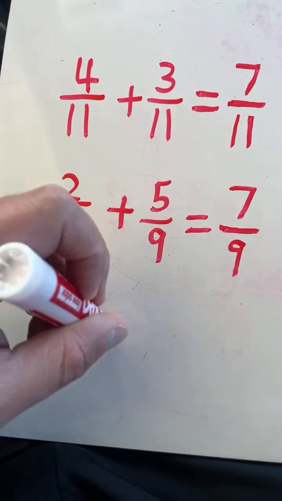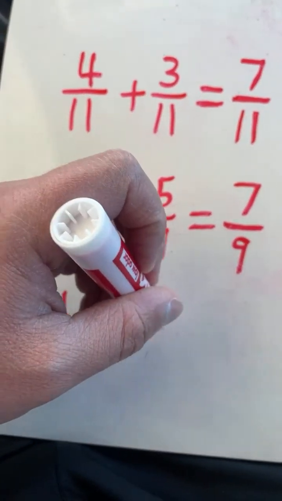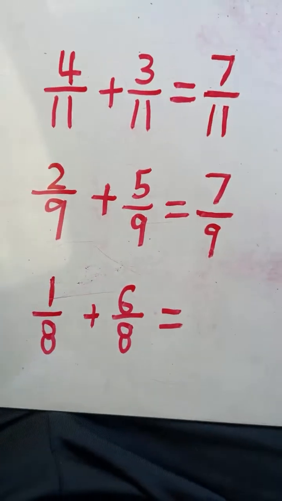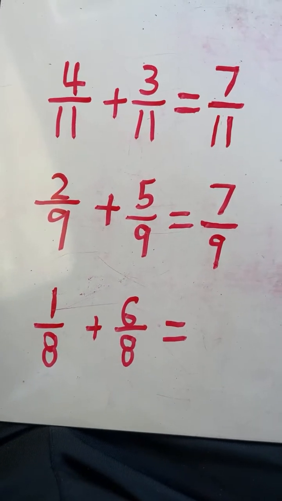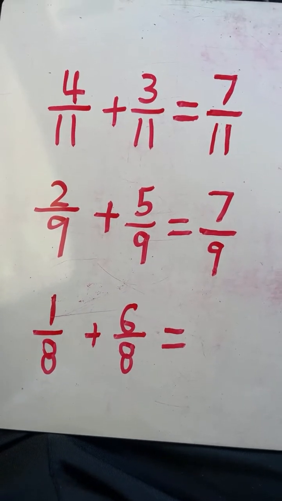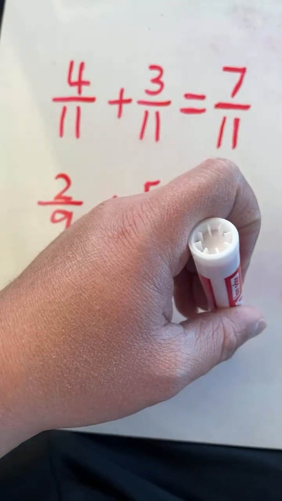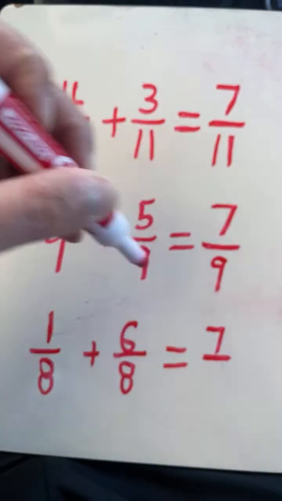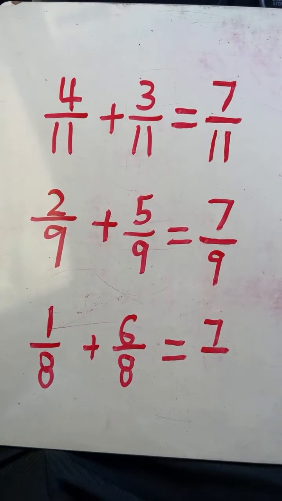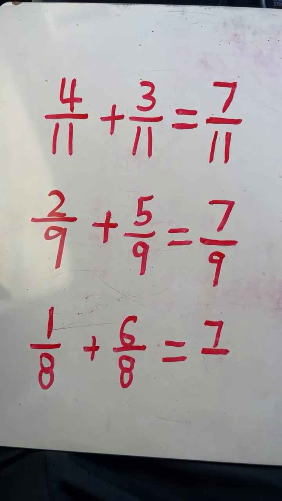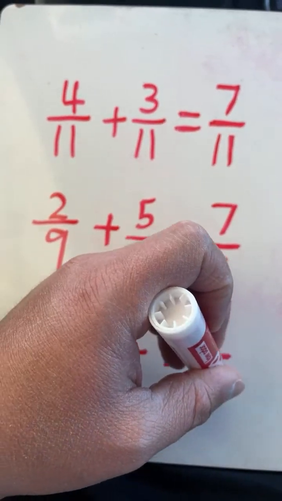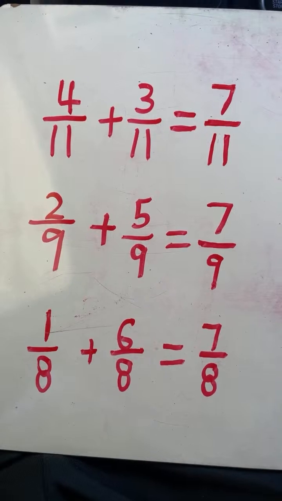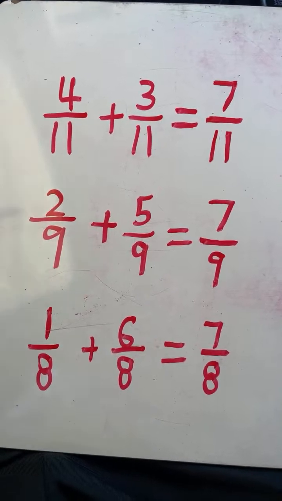One eighth plus 6 eighths. So we add our numerators. That's always step 1. 1 plus 6 equals 7. Then our denominator stays the same. And we have our final answer. 1/8 plus 6 eighths equals 7 eighths.